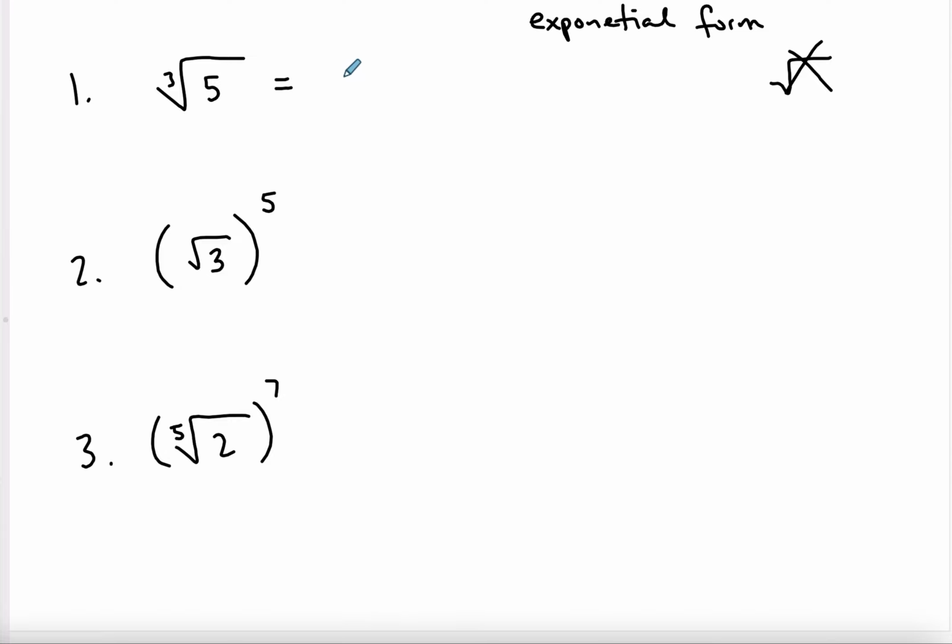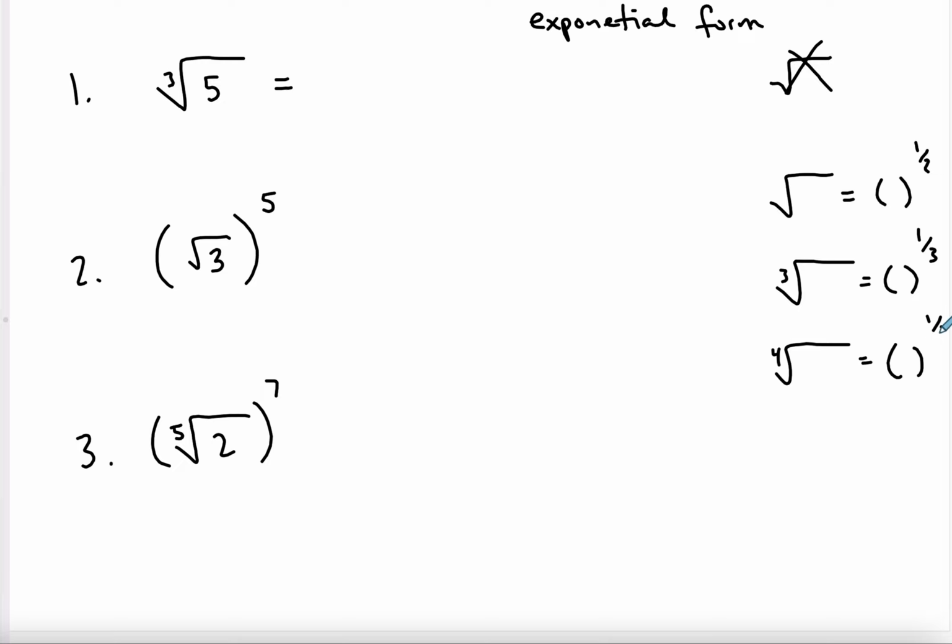So remember, if we just have a radical, that is equal to something to the 1/2. If we have a 3 in the radical, that's equal to something to the 1/3. A 4 in the radical, that's equal to something to the 1/4, and so on. So the first one here, we take whatever is under the radical and raise it to the 1/3. Right, done.